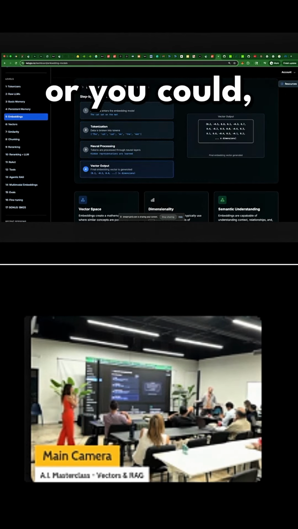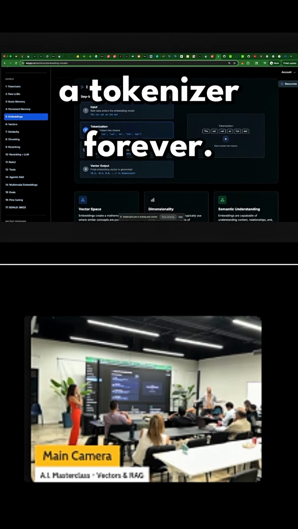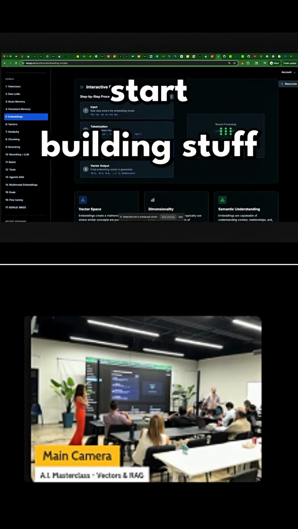You can't run it forever, or you could, but it's running a tokenizer forever. Eventually, you've got to stop. Then you can start building stuff on top of the tokenizer.